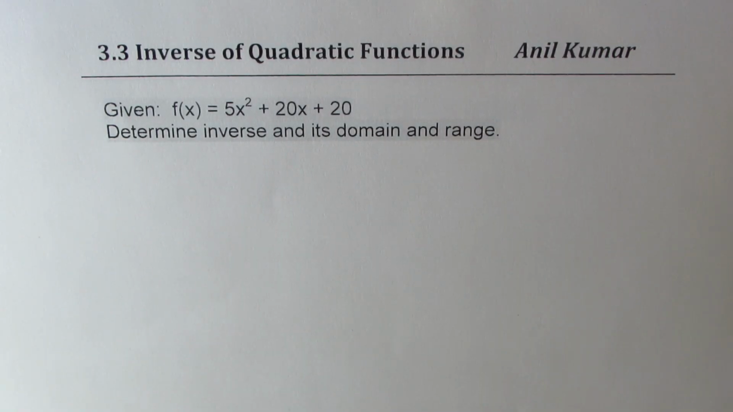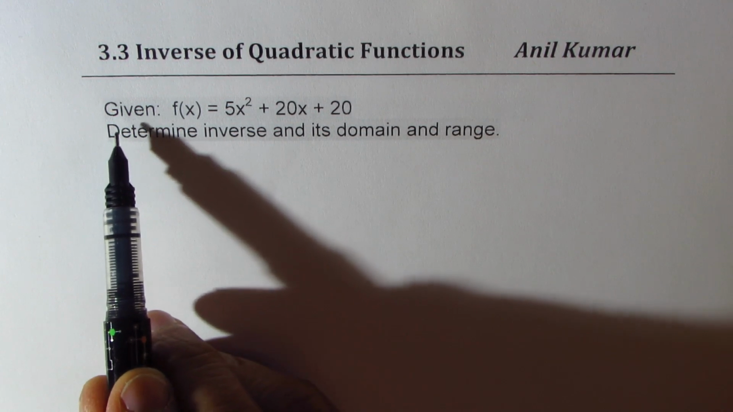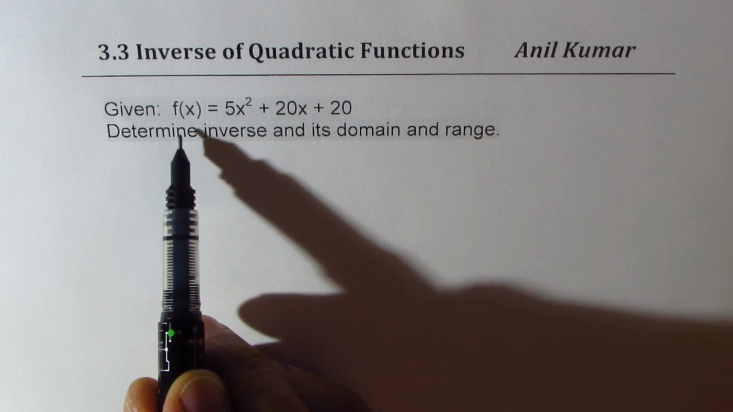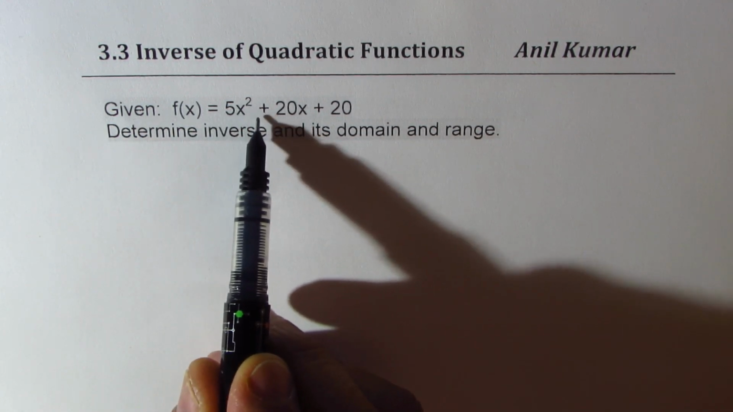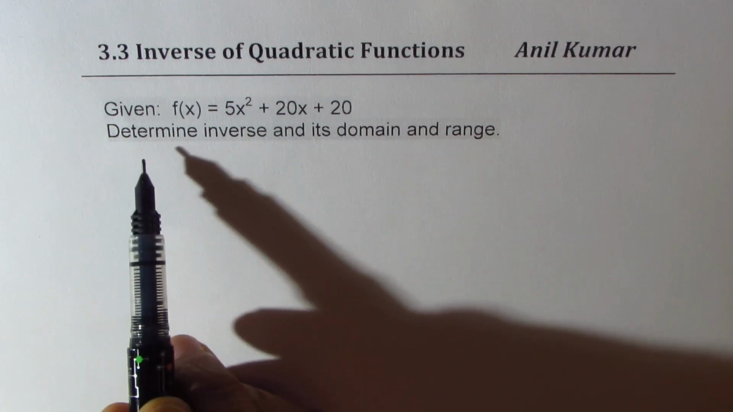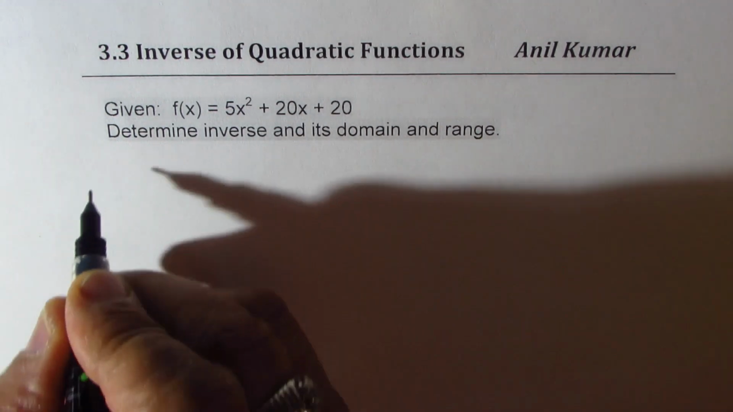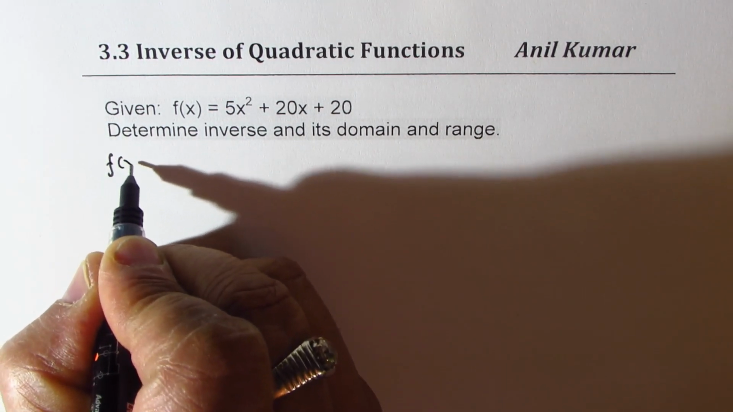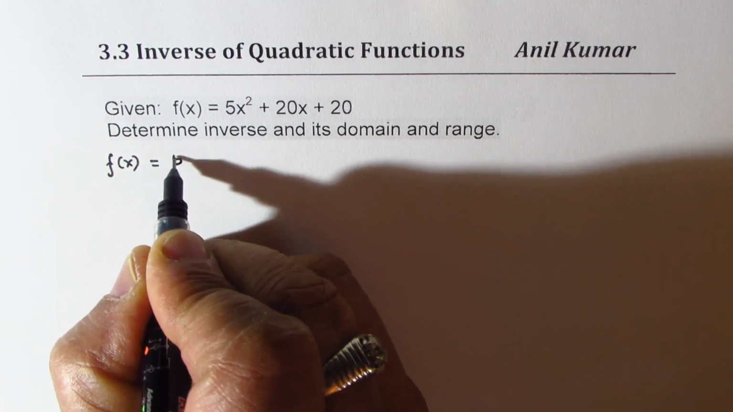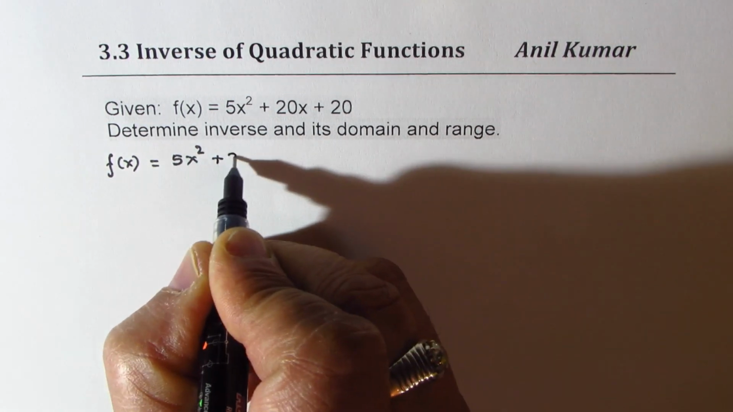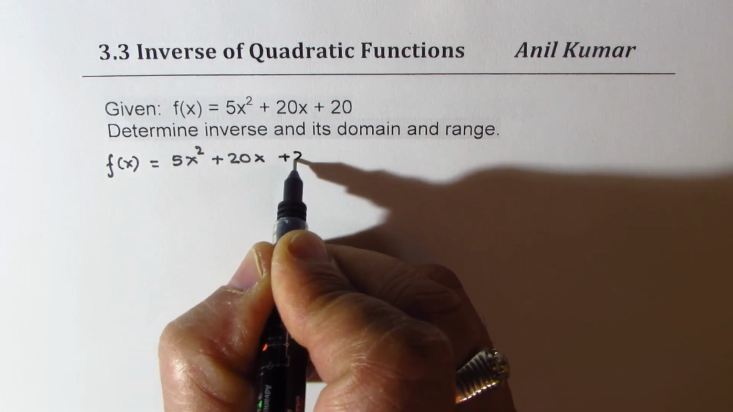Now we will take a couple of examples and see how to find the inverse of a quadratic function. The question here is that we are given a function f of x equals 5x squared plus 20x plus 20. We need to determine the inverse and its domain and range. So let's begin with the function itself. f of x equals 5x squared plus 20x plus 20.